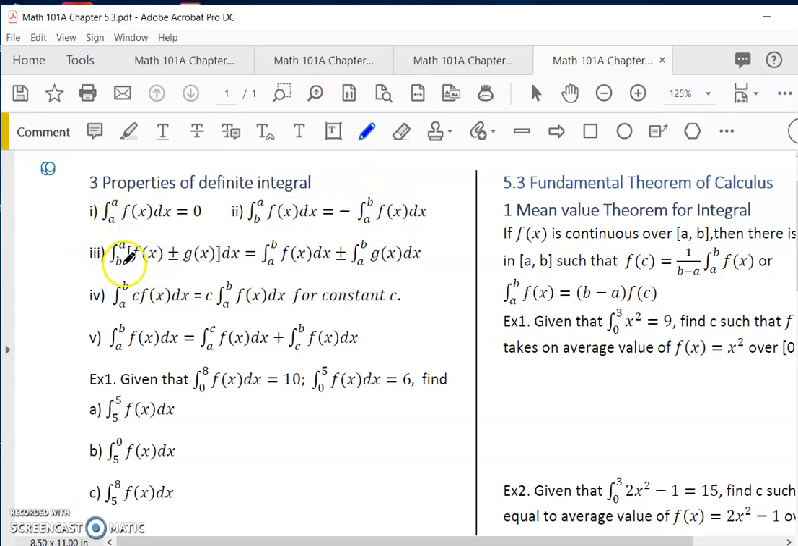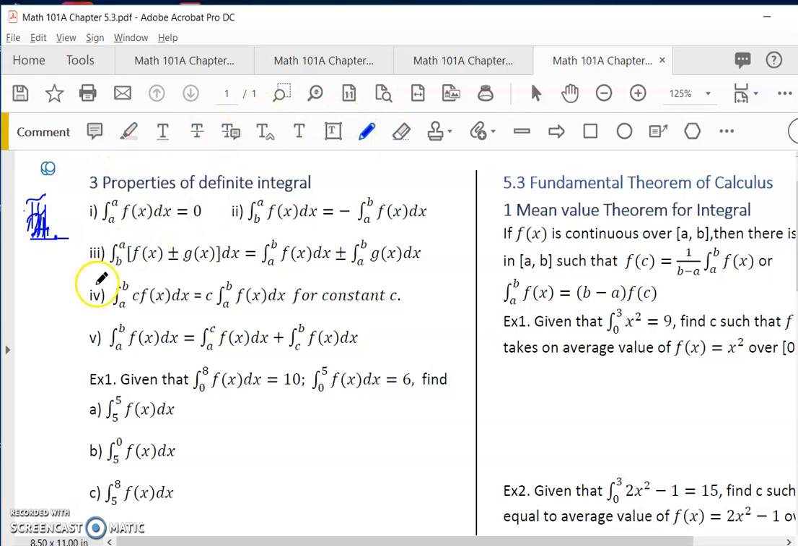The third property is if you have a to b of two functions added, you can split them. It's kind of like what we just did. If you have an area here, and then another function, also the same area, if you add them, then you just add them together, as if you're doing one by one, right? Because you add them, you make it taller, so you just do them one by one.